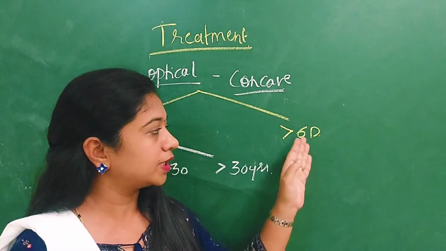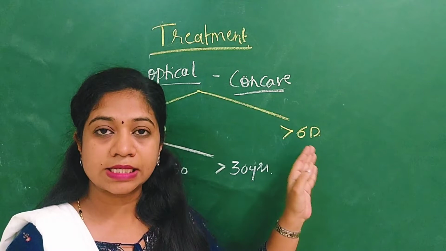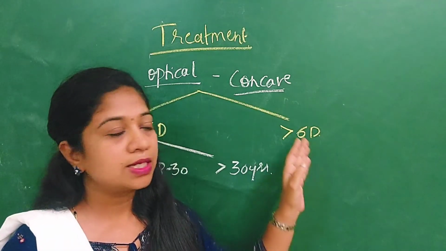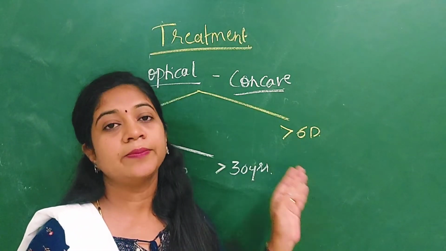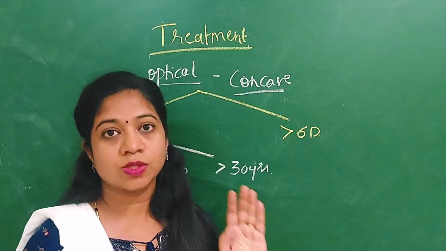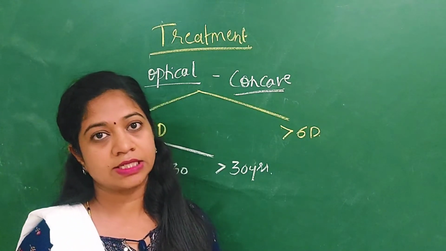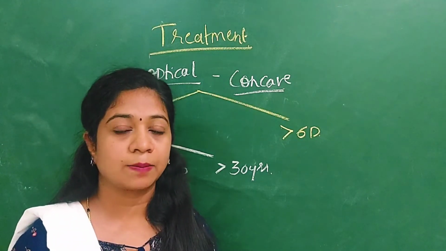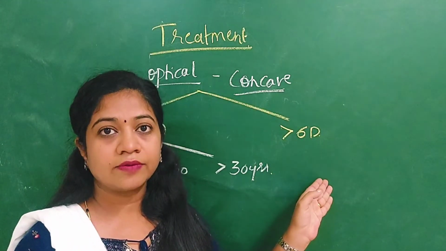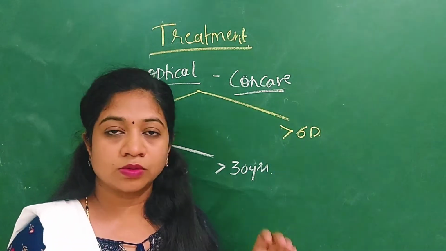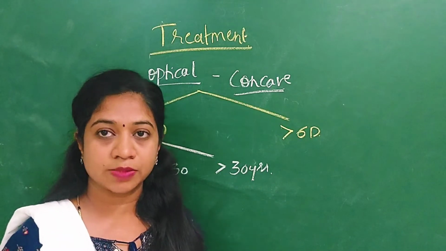But when it comes to the next group, that is patients having more than 6 diopters of myopia, these patients also will not usually tolerate the full correction. So start by giving a lesser amount of correction initially and then progressively increase the correction. Again, concentrate on the near vision so that it is not hampered. This is about the optical treatment of these myopic patients.